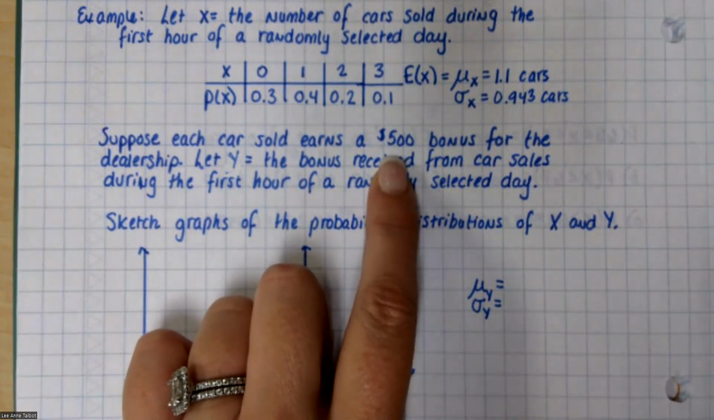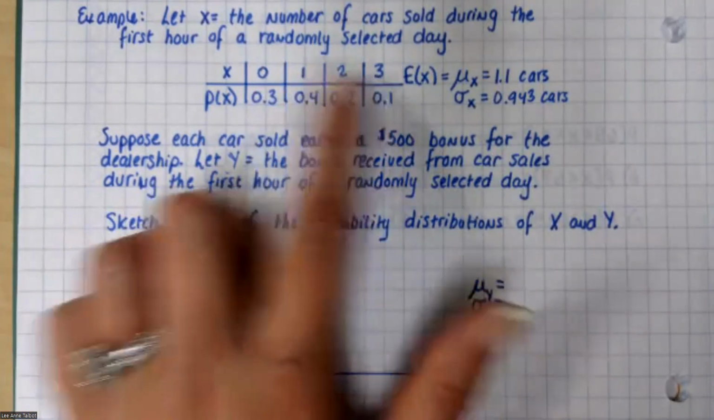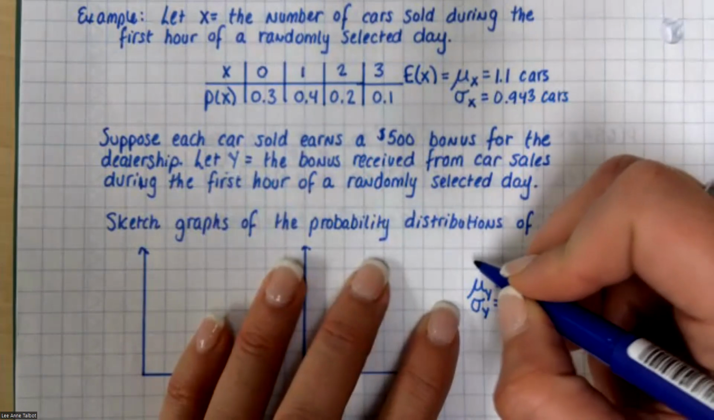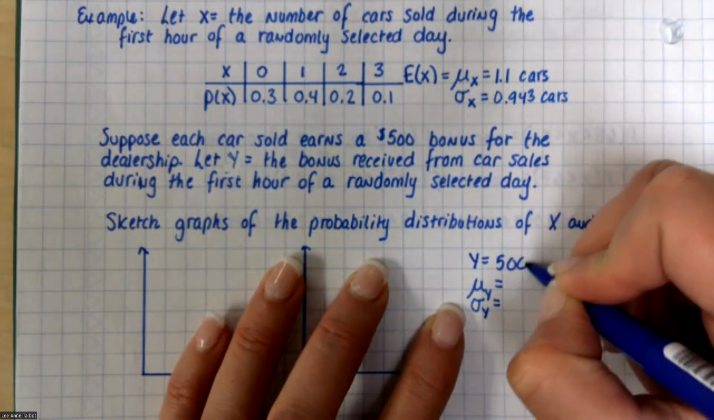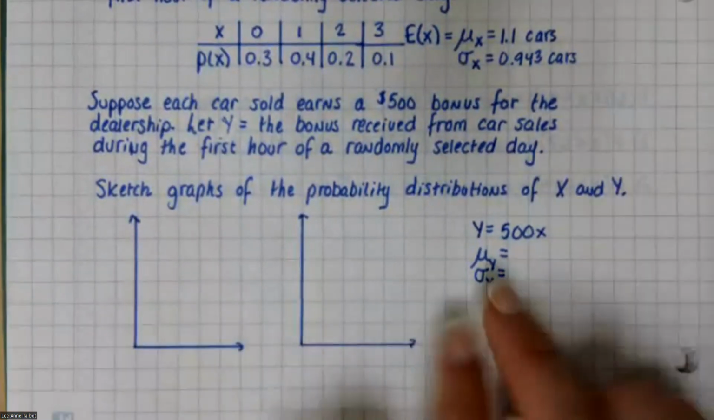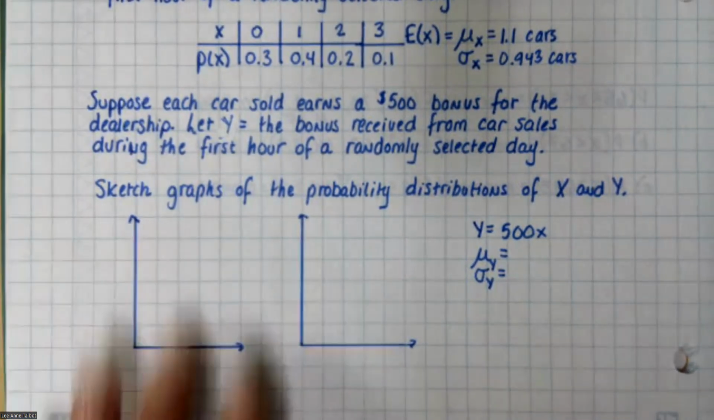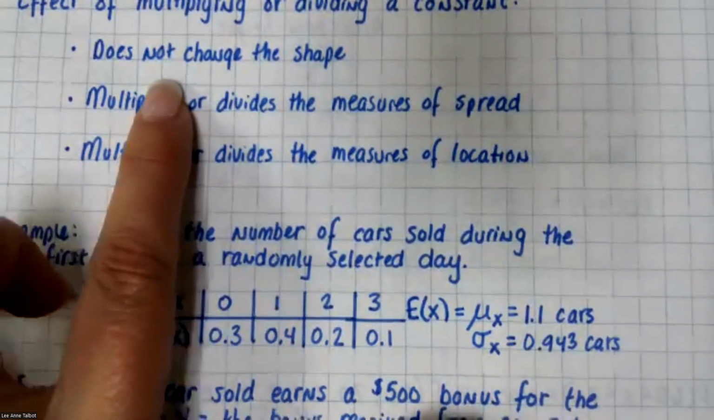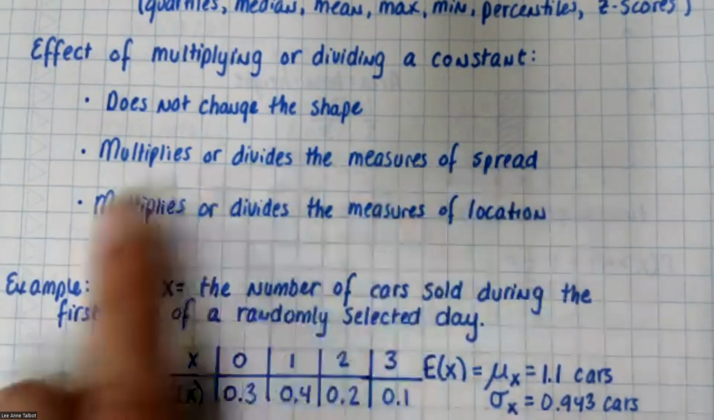$500 for each car. So that would be 500 times each car. Okay, so think of it like this. This will help. Y equals 500X. I'm just saying for each car they sell, they get $500 for a bonus. Okay, so now that we've narrowed down that it's multiplication, let's scroll up. We are going to make a graph. We're going to expect that the shape won't change at all. It will multiply the measure of spread, and it will multiply the measure of location.